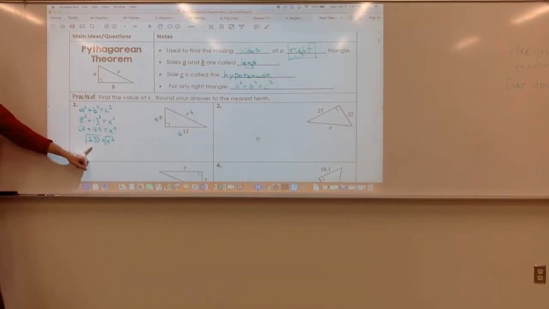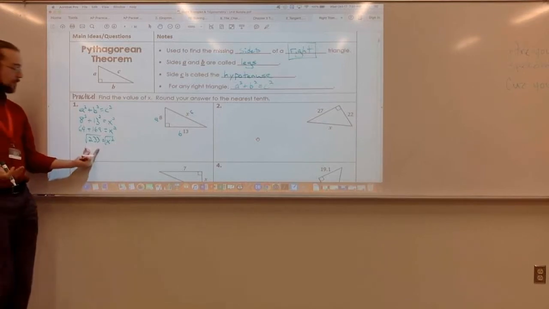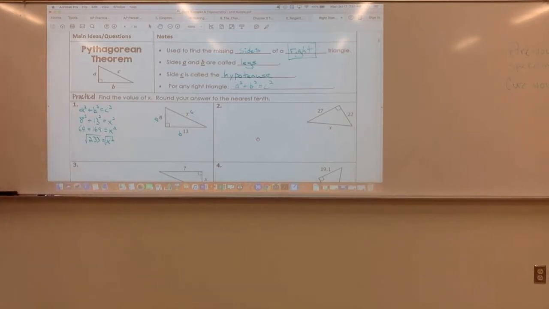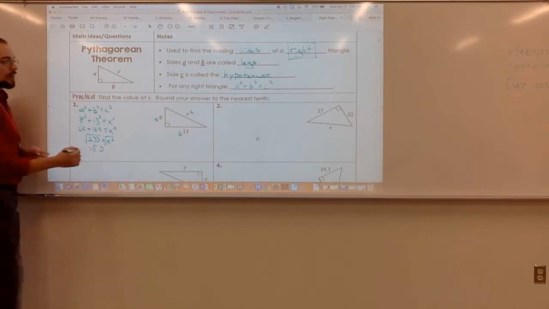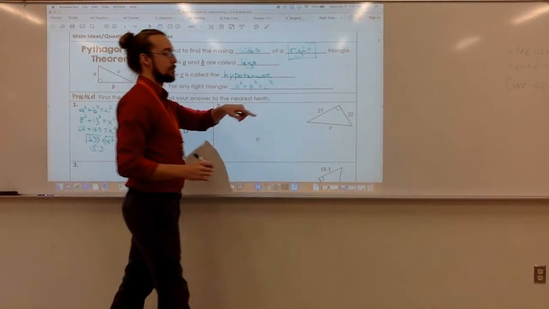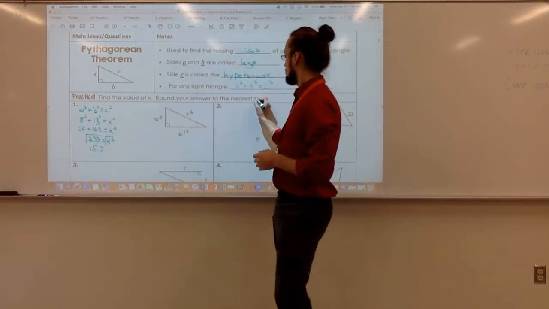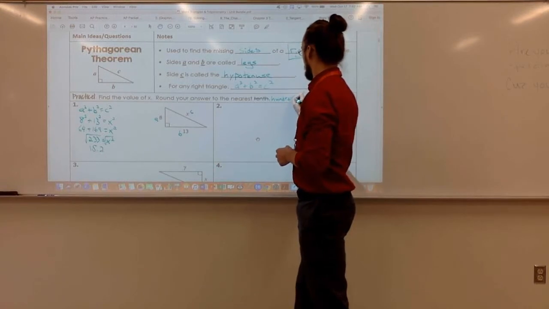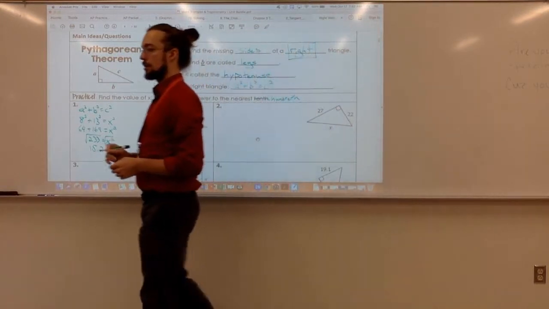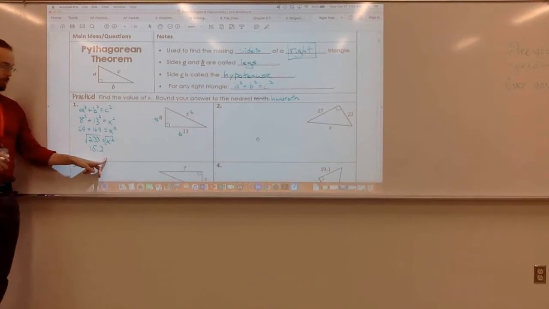So this then we can put into the calculator. What is the square root of 233? I know that the directions say round to the nearest tenth, but let's go to the nearest hundredth. I like being a little bit more exact. So 15.26.